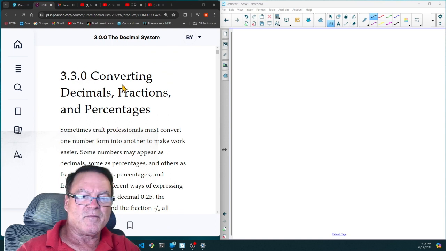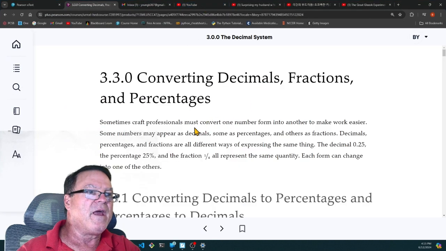3.3.0, Converting decimals, fractions, and percentages. Let's see what they have to say. I'm going to make this large now.